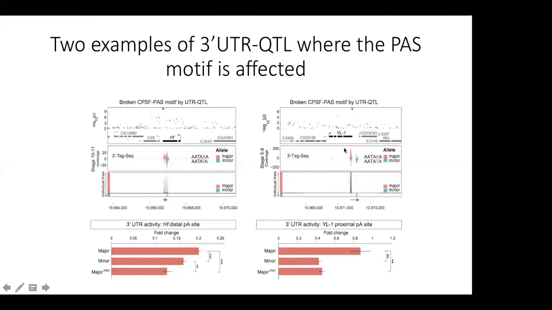While in the case of YL1, we have an extension of the 3' UTR, because in this region we have a specific mutation of the polyadenylation site that is destroyed. So in this case, the polymerase continues to transcribe until it finds another downstream, more distal polyadenylation site.